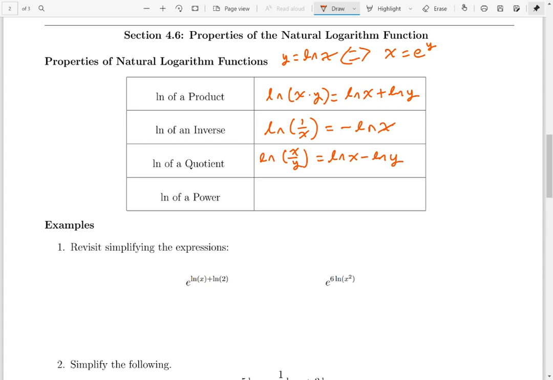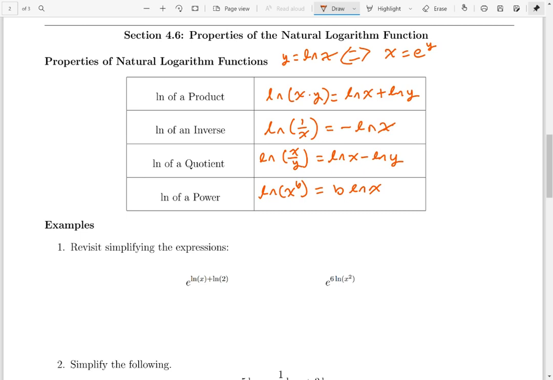And then if you have a natural log of a power, so if I have specifically the natural log of x raised to the b, that's the same thing as b times the natural log of x. And so if you have powers inside of a natural logarithm on a single item, the power can come out and be multiplied times the natural log of x.